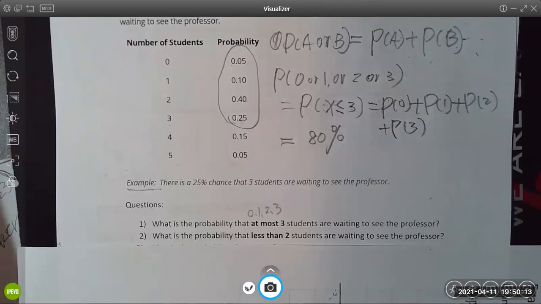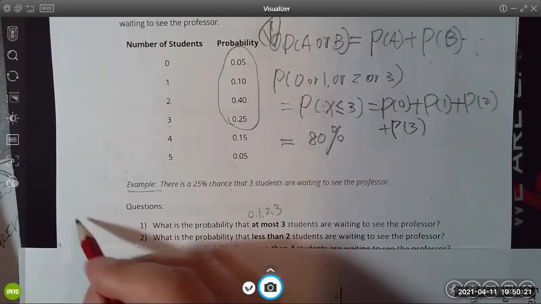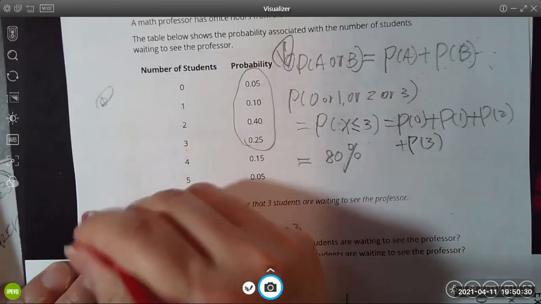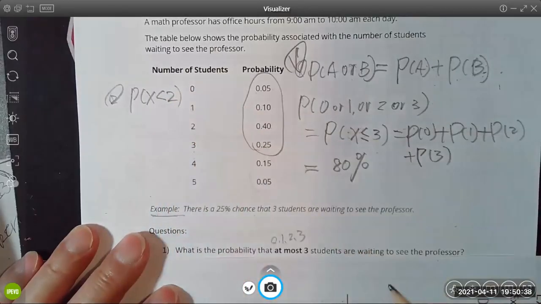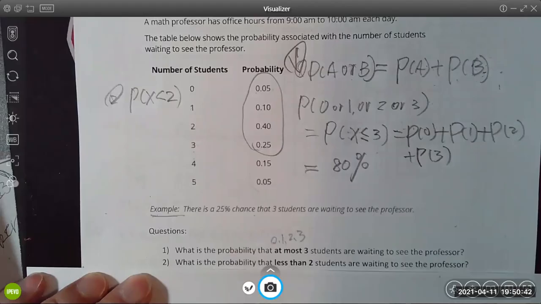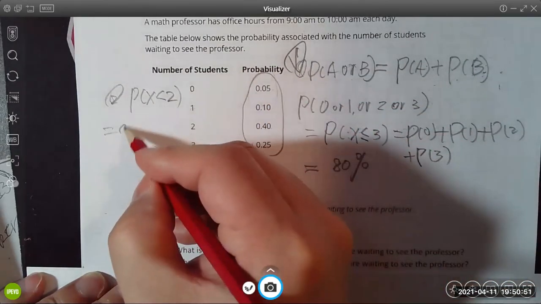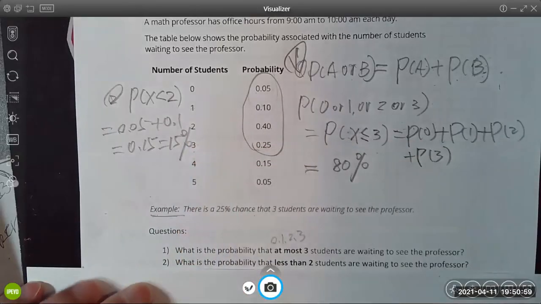Second one. Number 2, what is the probability that less than 2 students are waiting? So we're looking for X less than 2. How many values are less than 2? 1 and 0, right? So we just put these two together. Equals 0.05 plus 0.1, so 0.15, which is 15%. In other words, on any given day, there's a 15% chance the professor will see either no student or just 1 student. That's the chance of seeing this kind of situation.